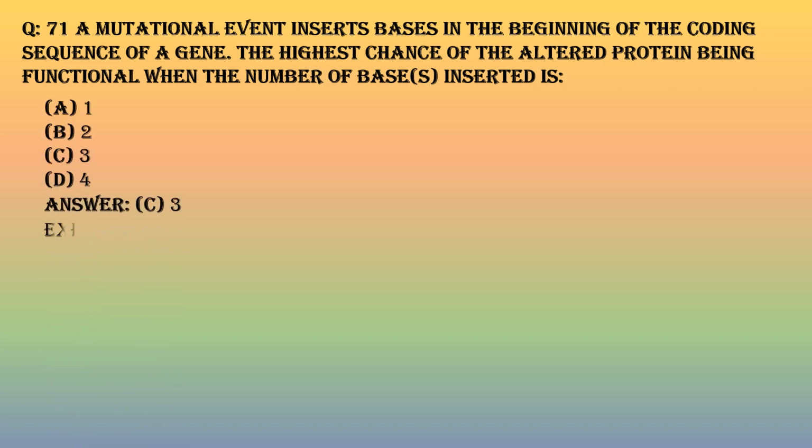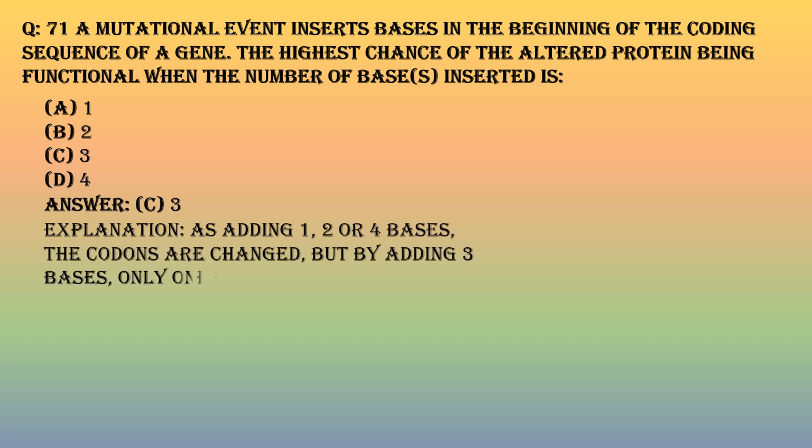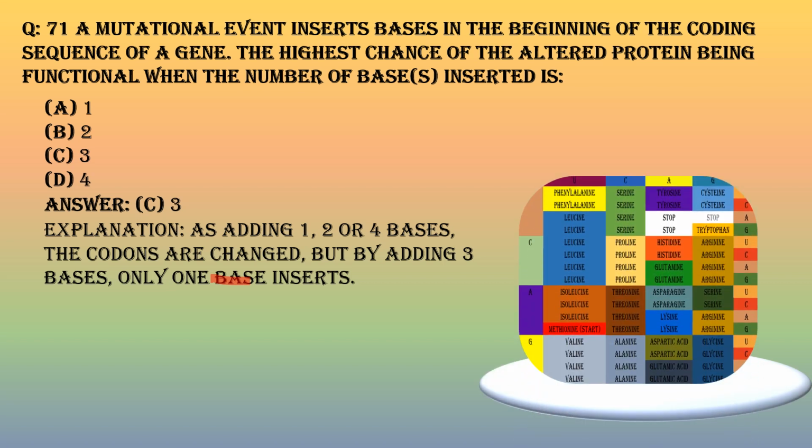So the answer is 3. Explanation is very easy, as adding 1 or 2 or 4 bases can change the entire sequence. So that protein will not function as the mother protein, right? So the codons are changed, but by adding 3 bases, only one codon gets inserted. So the answer is 3. Okay. You can refer to the chart as well. See, here one codon will be there, here one codon will be there, here one codon will be there. Three bases will give one codon. Okay, one codon. So next one.